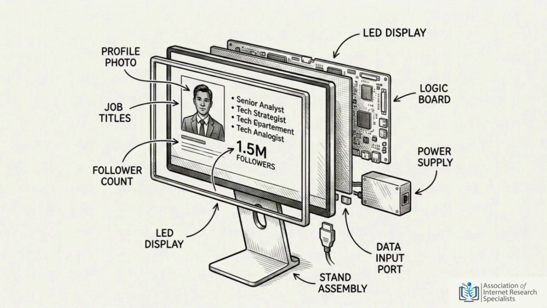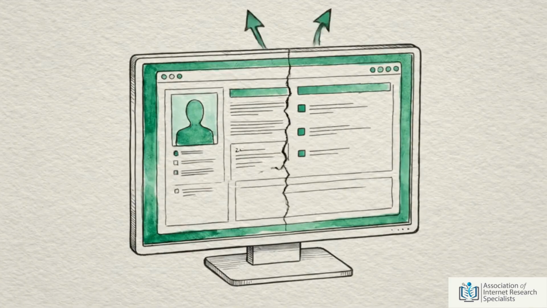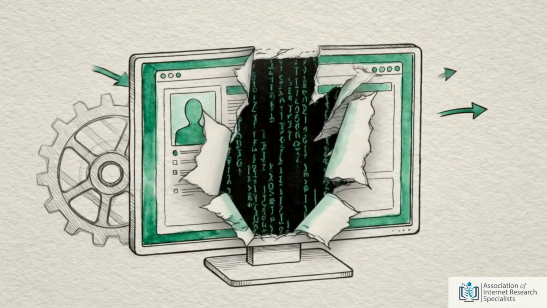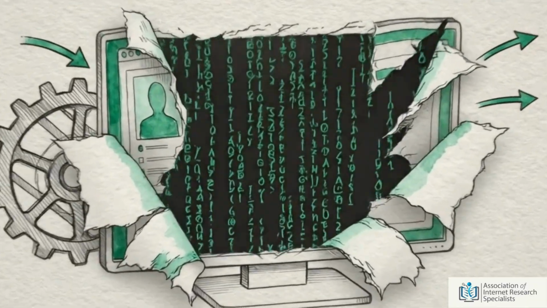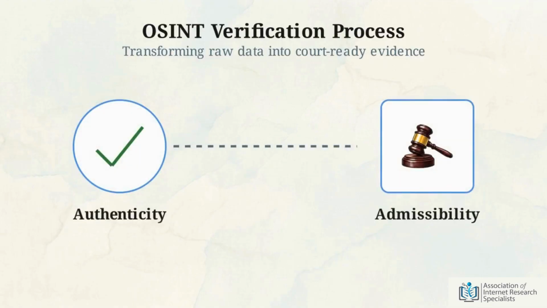We live in an era where generating a flawless digital identity takes minutes. A target can present an immaculate professional background, massive corporate assets, and a highly active online footprint. But when you peel back the surface, that pristine profile often dissolves into empty code. Proving authenticity and maintaining legal admissibility represents the primary challenge in modern OSINT investigations.